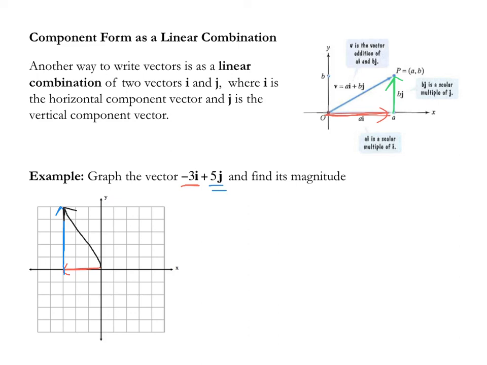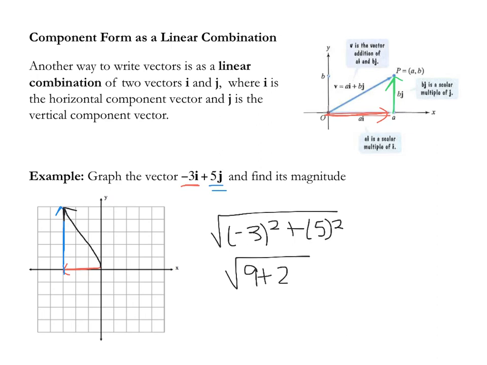It also asks you to find the magnitude, which again is just finding the hypotenuse. So we're just going to use the Pythagorean theorem. It's going to be the square root of (-3) squared plus 5 squared, the square root of 9 plus 25, which is the square root of 34. I can't simplify it, so I'll leave it, but if it is a vector or a radical that can be simplified, you should simplify it.